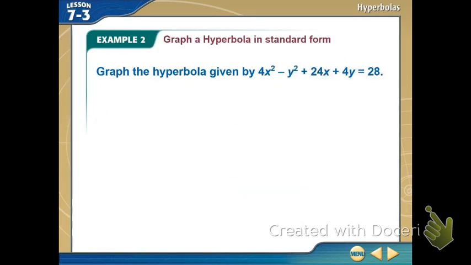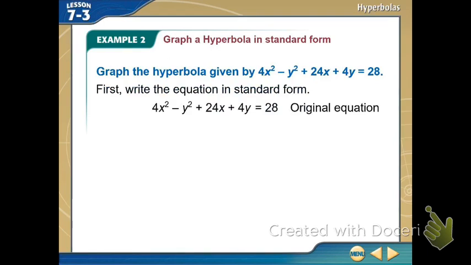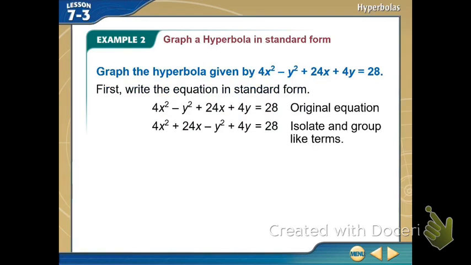All right, so graph the hyperbola given by the following equation. You'll notice that this equation doesn't look like standard form. And so you're going to need to make it into standard form. And the way we do that is through the process of completing the square. So there's the original equation. And we need to isolate and group like terms.